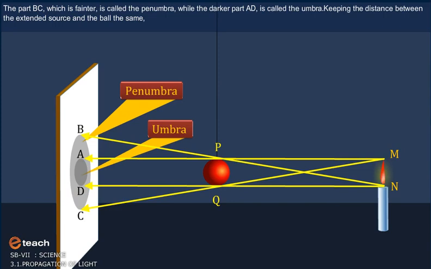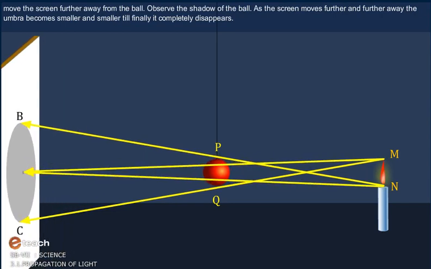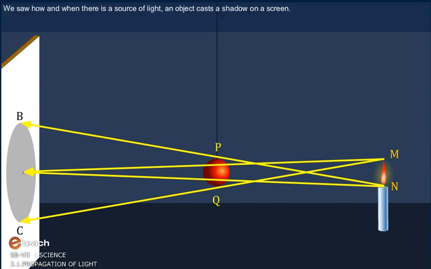Keeping the distance between the extended source and the ball the same, move the screen further away from the ball. Observe the shadow of the ball. As the screen moves further and further away, the umbra becomes smaller and smaller till finally it completely disappears. We saw how and when there is a source of light, an object casts a shadow on the screen.